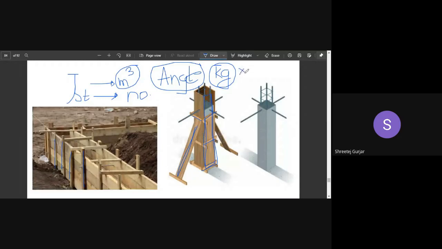Multiply these kgs by their unit weight, and you will get the total quantity. Then boarding, I have told you what boarding is, and battens, I have told you. Then these are your vertical supports, what we call centering.